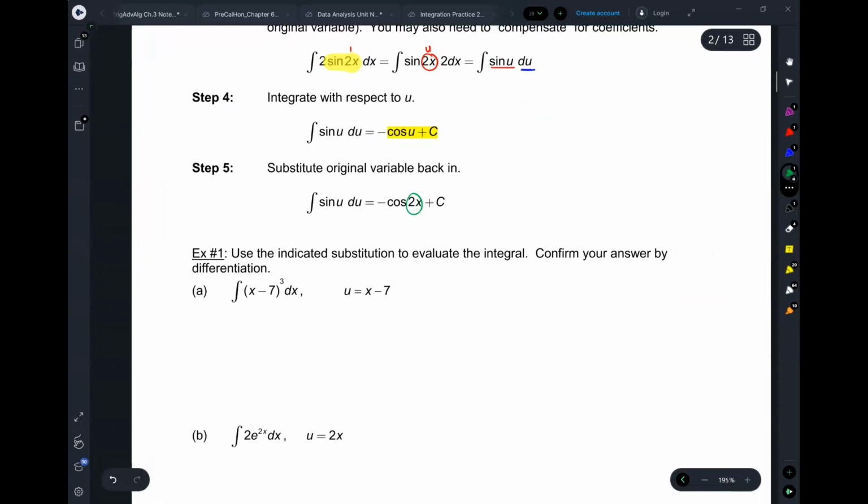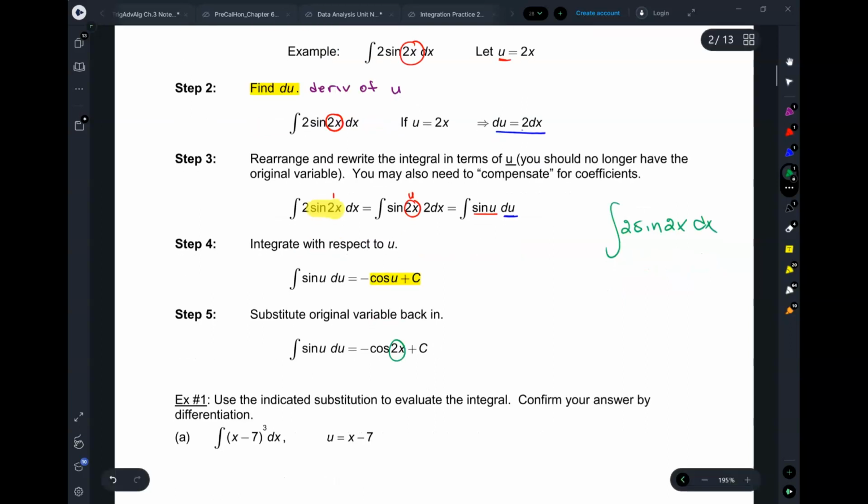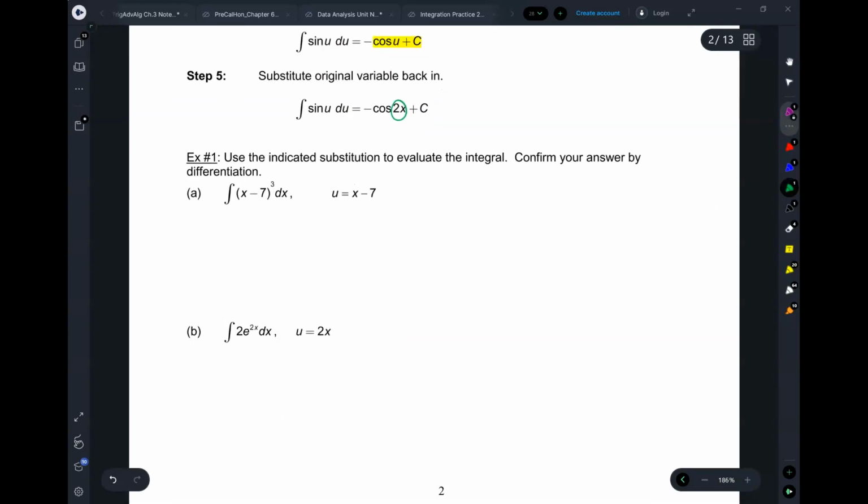Can you explain why we do that, please? Because you can't do it any other way. Your initial problem was given in x, so your answer has to be back in x. You can't now put a u in there. Okay. Let's do a couple of examples, and then we'll get the hang of it.